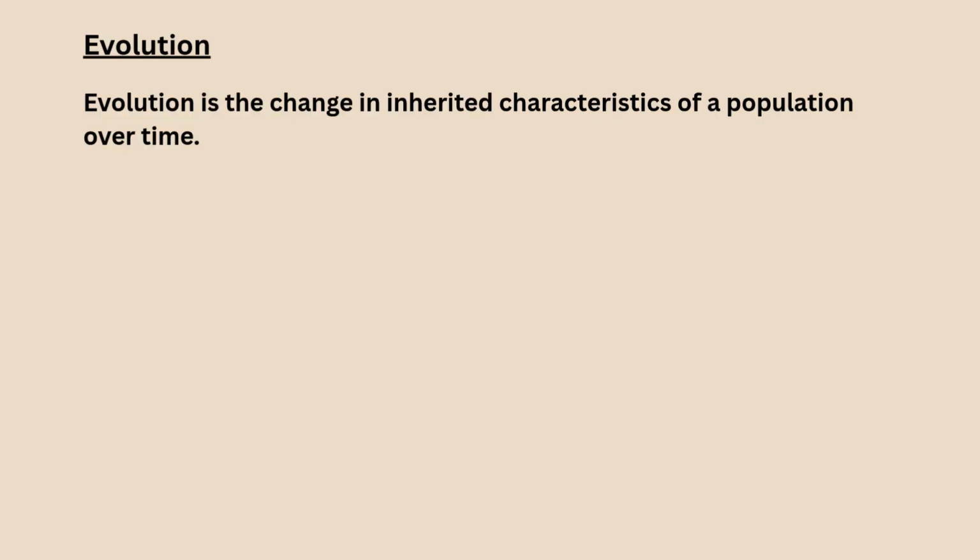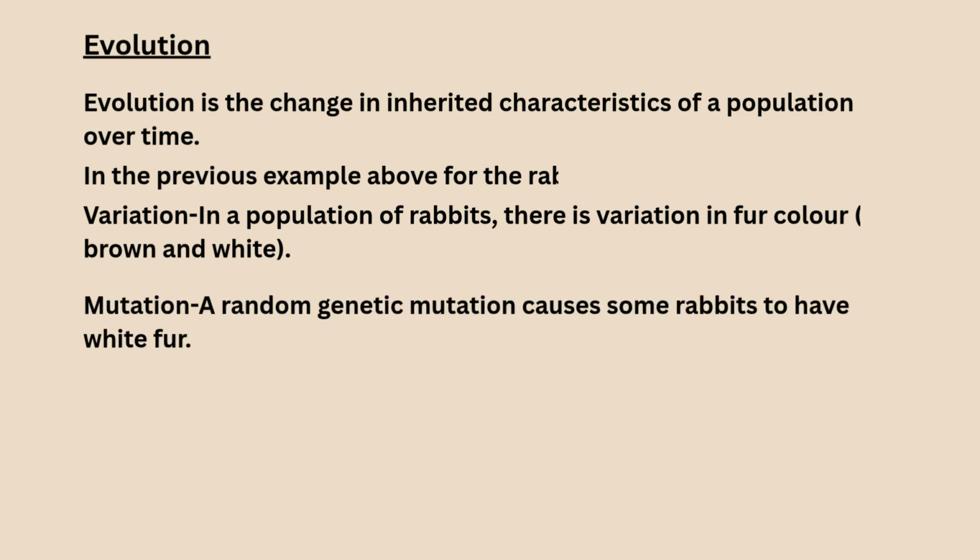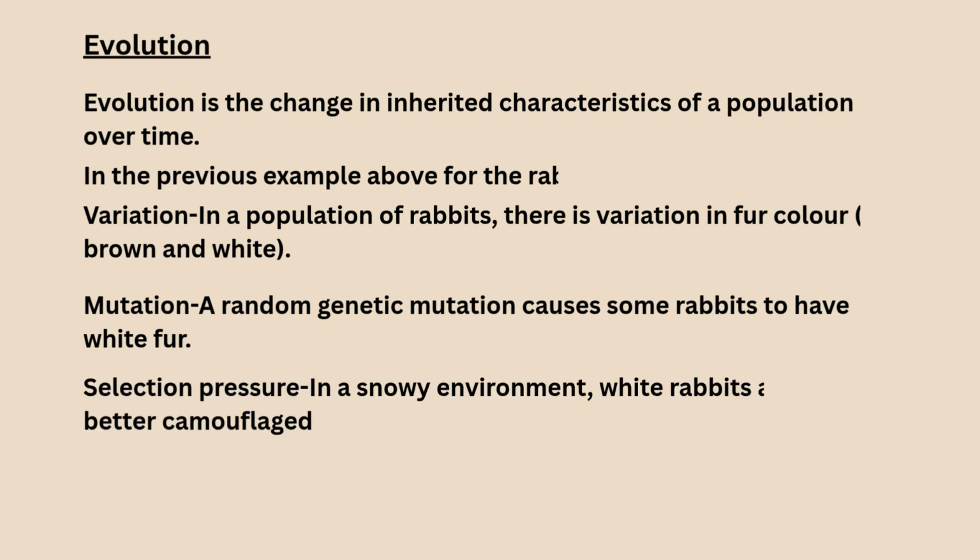Evolution is the change in inherited characteristics of a population over time. So in the previous example for the rabbits, there is variation: in a population of rabbits there's a variation in fur color, brown or white. There is a mutation: a random genetic mutation causes some rabbits to have white fur. There will be a selection pressure: in a snowy environment the white rabbits are better camouflaged.